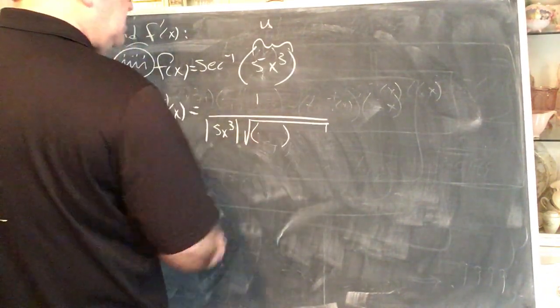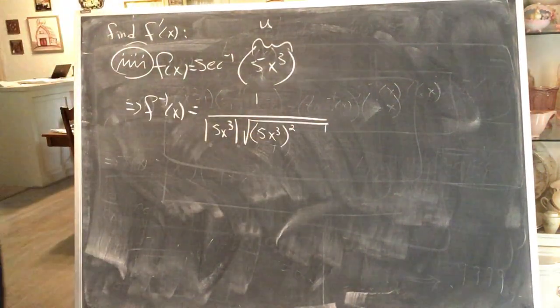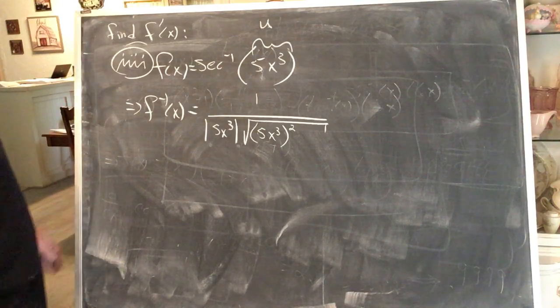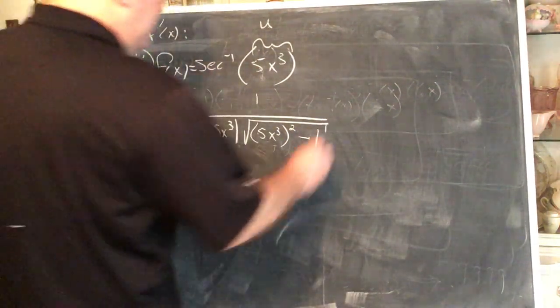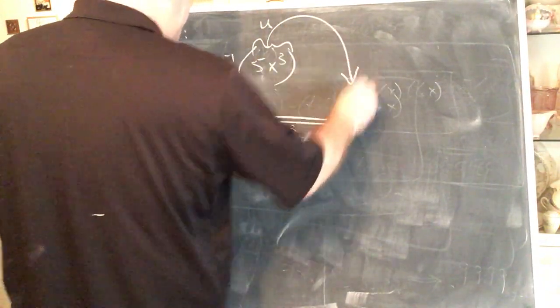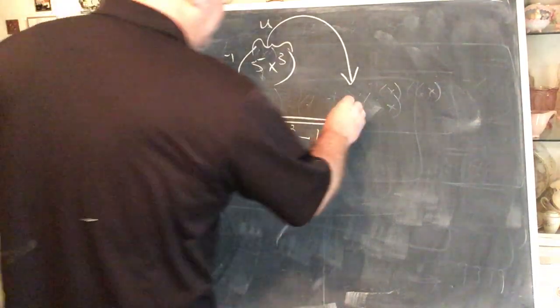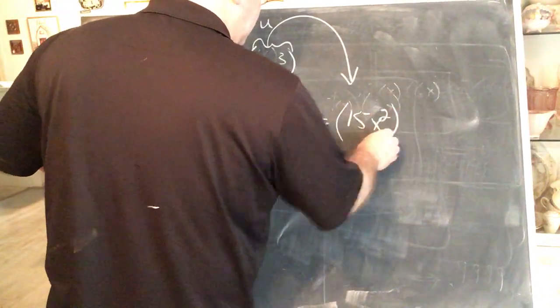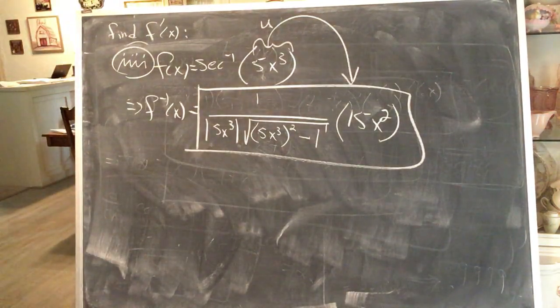and then we need u squared, so this is 5x to the third squared. You don't need to simplify it. That's 5x to the third squared, which is u squared, minus 1. But then we must multiply by, because the chain rule says I need to multiply by the derivative of the inside. So that's 15x to the second, and that's the derivative we're looking for.